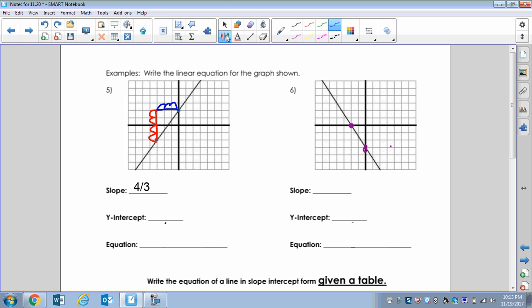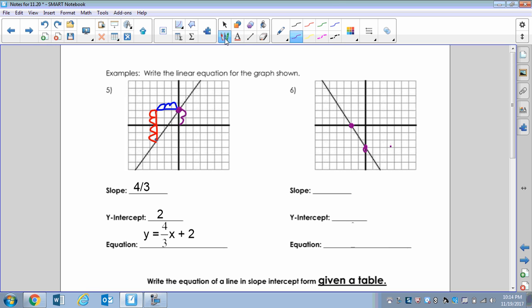And our y-intercept is sitting right here. And if we look, since we know the x is at 0, the y-intercept would be at 1 up, 2 up. So the y-intercept is going to be positive 2. So now we're going to put that into our equation with our slope, or m, of 4 over 3 and our y-intercept of positive 2. So y equals 4 divided by 3x plus 2.